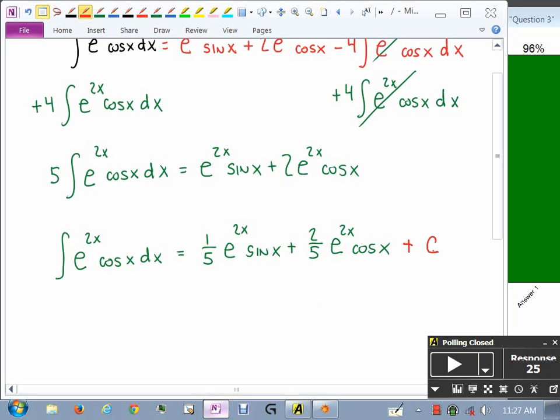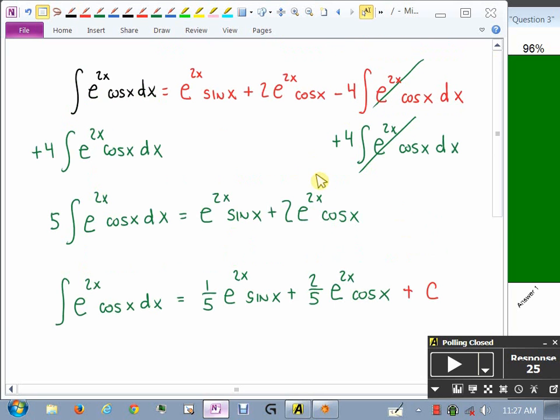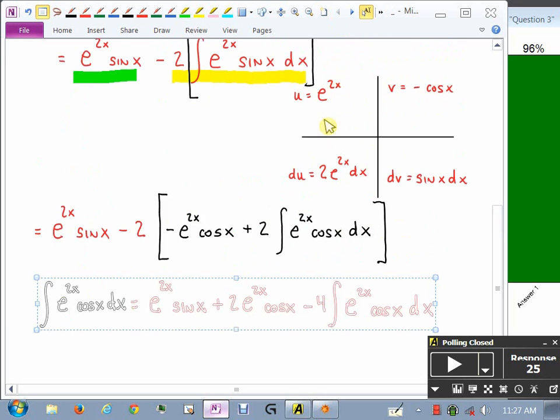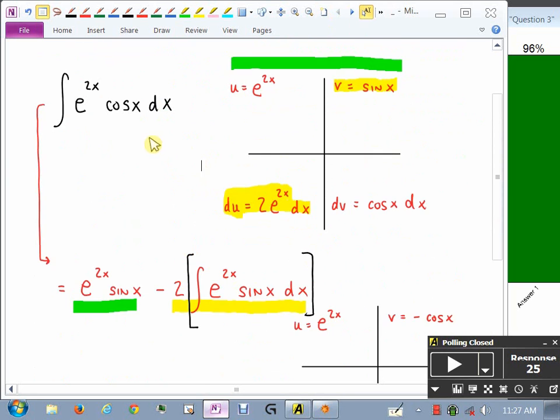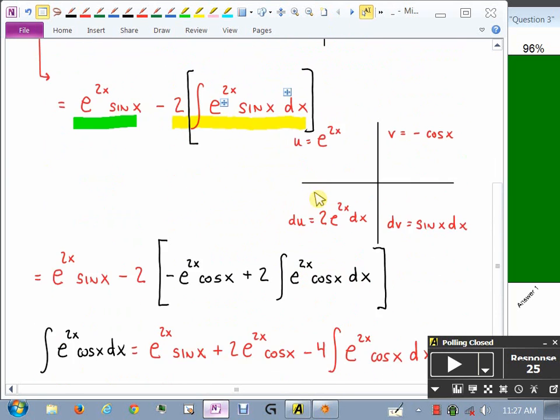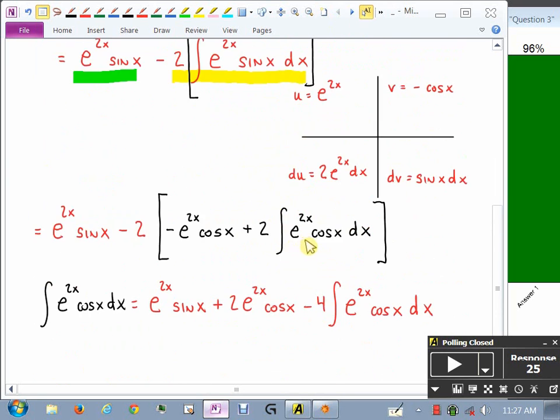Just add a plus C. Okay, so do you kind of see what we mean by the rabbit out of the hat here? I mean, you're going along with your integration by parts, and it seems like nothing good is going to come from it. And then it appears on the other side, and you're like, okay, great. But then you realize you can add the four of them to the other side.